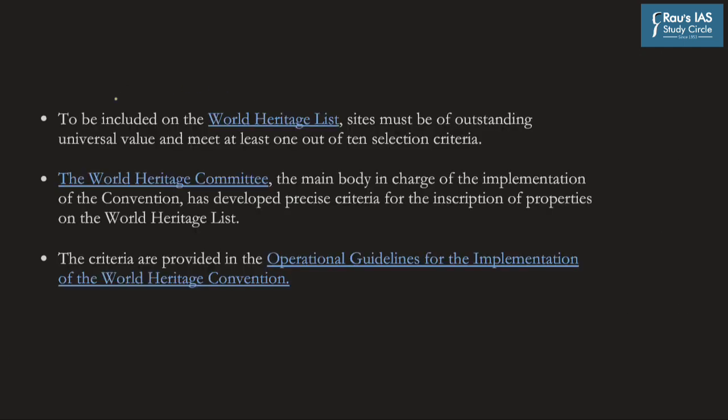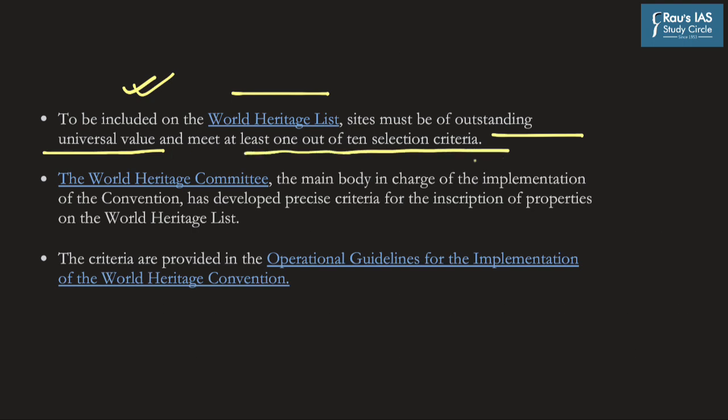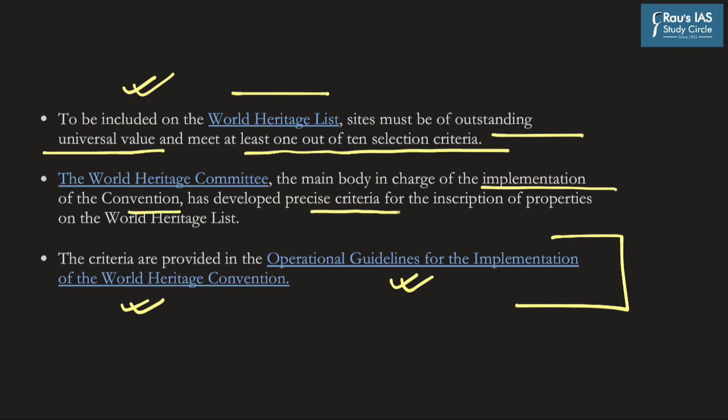So the important point to be understood is that to be included on the World Heritage List, sites must be of outstanding universal value and meet at least one of the 10 selection criteria. Now, these 10 selection criteria have been provided under the operational guidelines for the implementation of the World Heritage Convention. Now, the World Heritage Committee, which is the main body in charge of the implementation of the convention, has developed precise criteria for the inscription of properties on the World Heritage list. So, in this regard, let's go through these 10 criteria which have been provided through these operational guidelines.